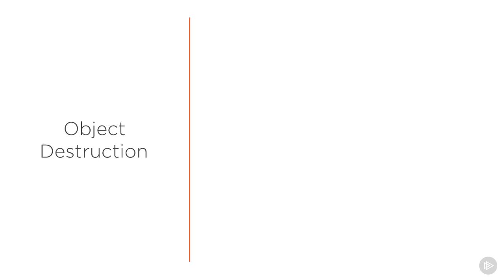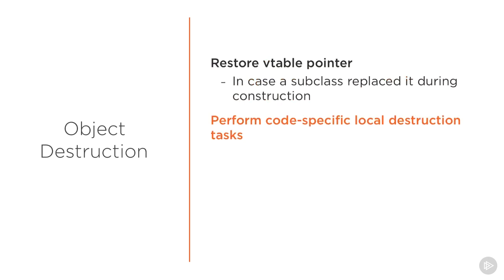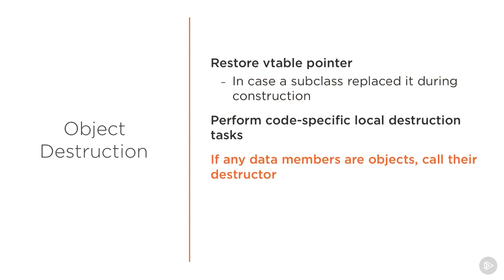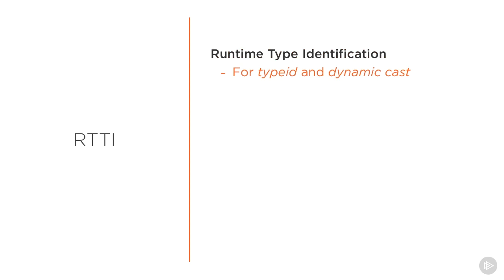Object destruction is the reverse of creation. We'll restore a vtable pointer in case a subclass replaced it during construction. We'll perform any code-specific local destruction tasks. If any data members are objects, we'll call their destructors, which frees the memory, and finally we'll call the superclass destructor as needed.